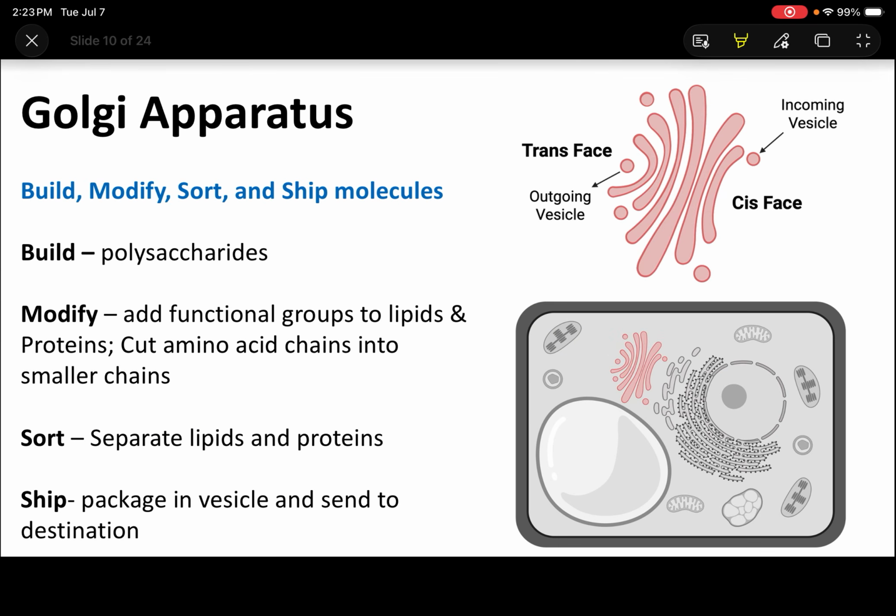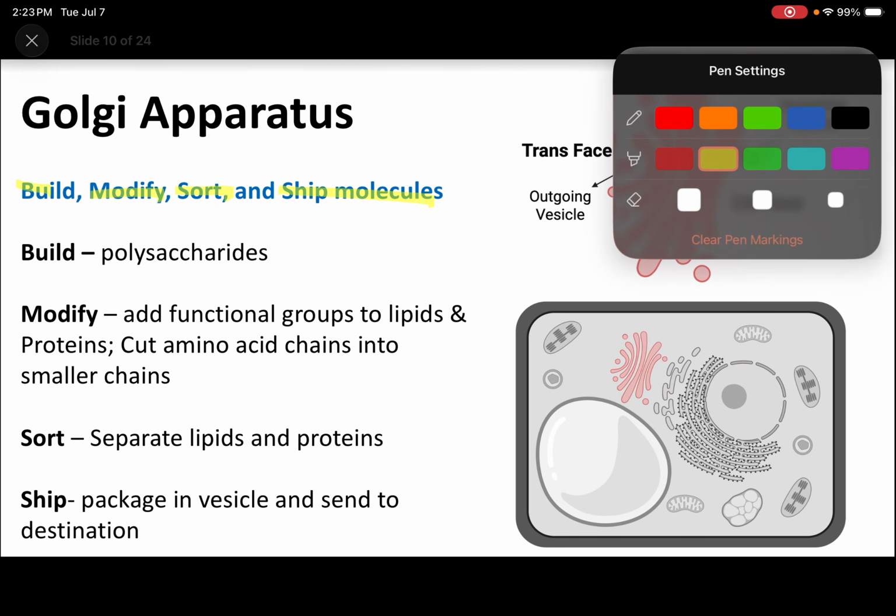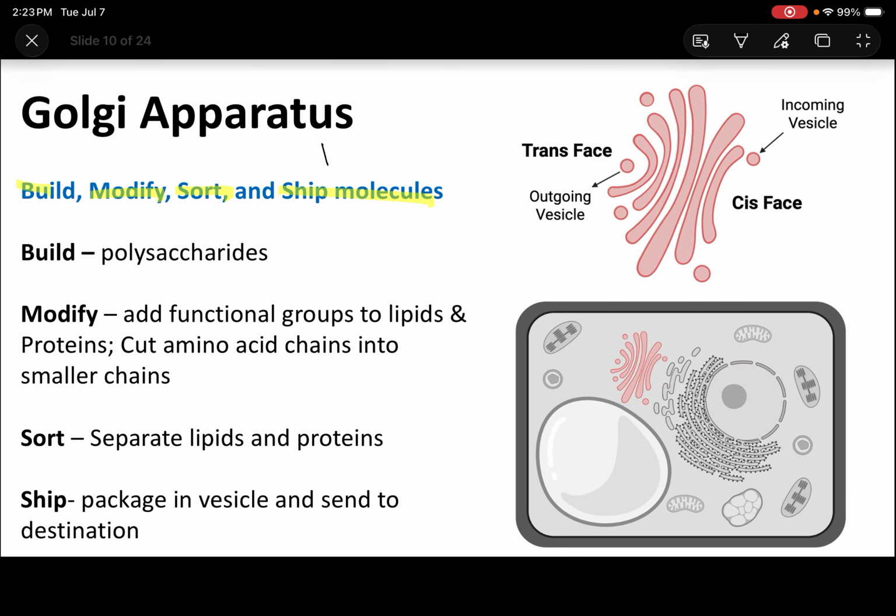The next organelle I want to talk about is the Golgi apparatus. The Golgi is a really fascinating organelle in that it helps build, modify, sort, and ship materials. I want you to think of this as a processing facility.